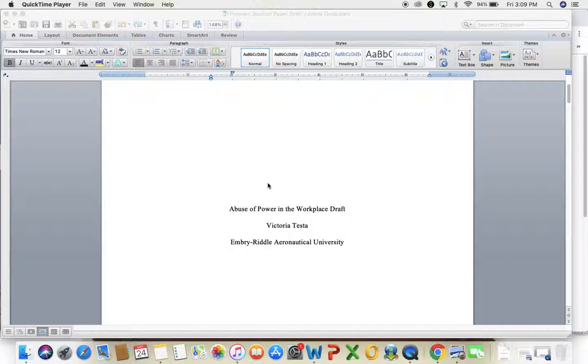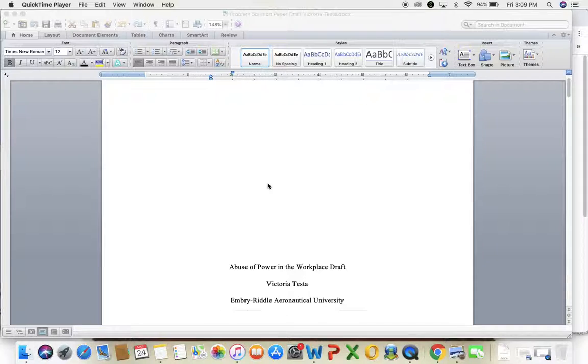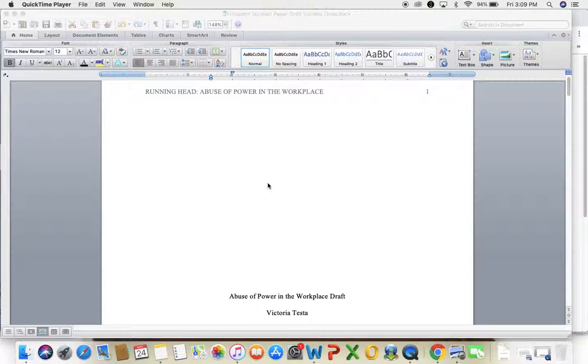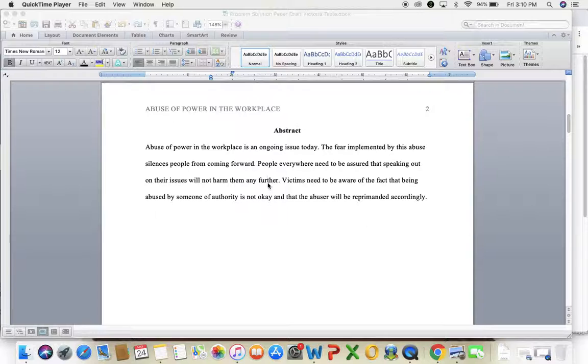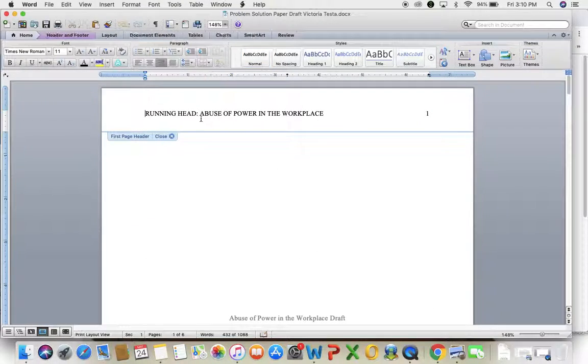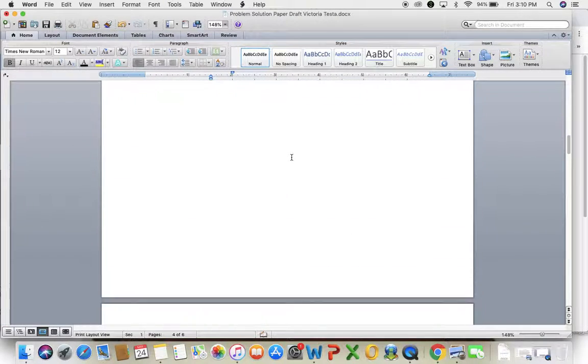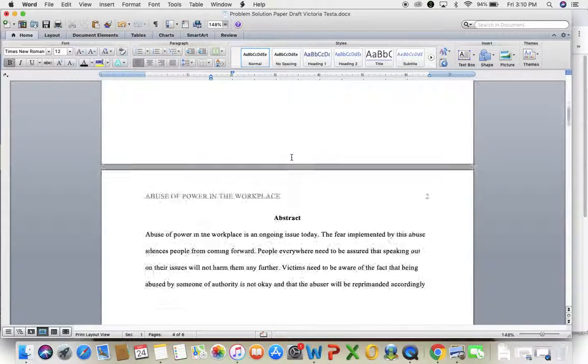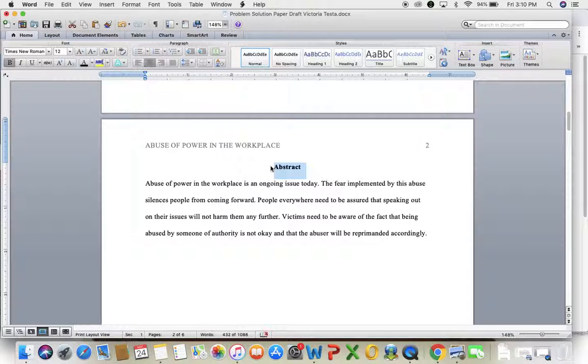I've looked through your paper, and as you can see, I've got it pulled up on my computer. For APA in your header, you have running head, which is great, but the running head does not get capitalized. Everything else looks great in the header and on your cover page. And your abstract does not get boldface. It's just like that.